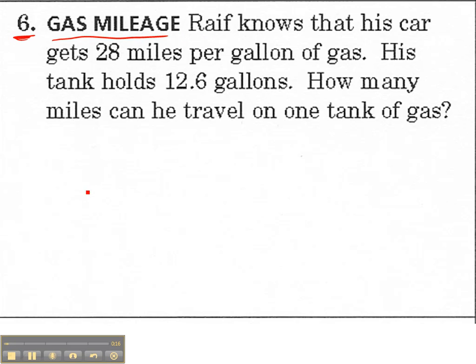It says Raif knows that his car gets 28 miles per gallon of gas. His tank holds 12.6 gallons. How many miles can he travel on one tank of gas? So let's write that down. 28 miles. Per means like over, like a fraction. 28 miles for every 1 gallon of gas. And his tank holds 12.6 gallons.